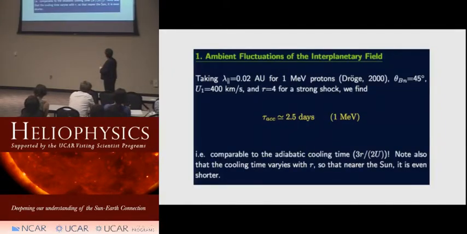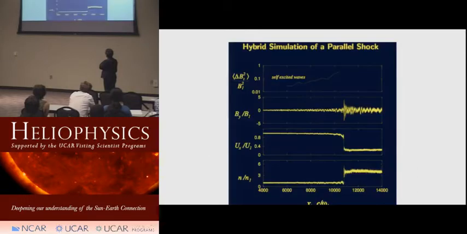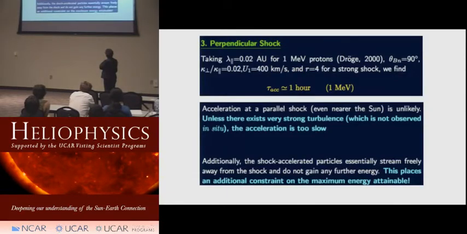So bottom line, what you can show based on data, and the theory agrees, is that you can have for a parallel shock acceleration times of days. It's really long. While for a perpendicular shock, it's hours. We saw those distribution functions jumping on the order of hours. So you want an acceleration of hours, not days.